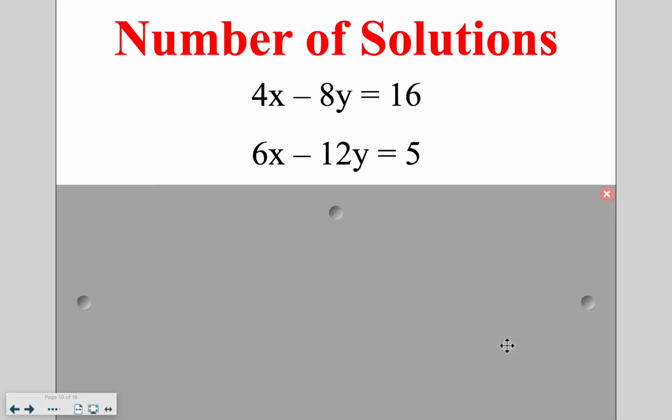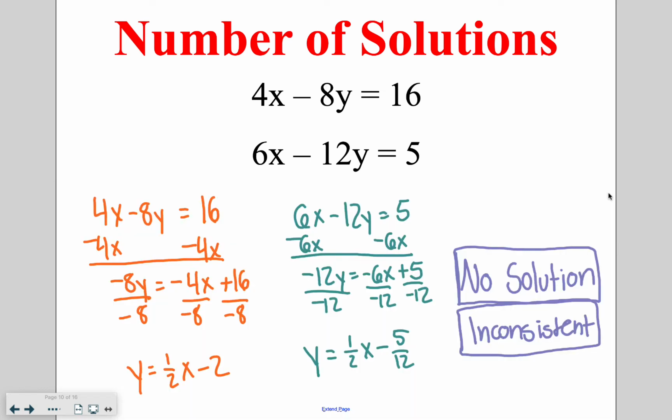Go ahead and try this one on your own. Rearranging the first equation using the orange and the second equation using the teal, we find that we're going to end up with parallel lines, same slope, different y-intercept. So this is a no solution and inconsistent system.